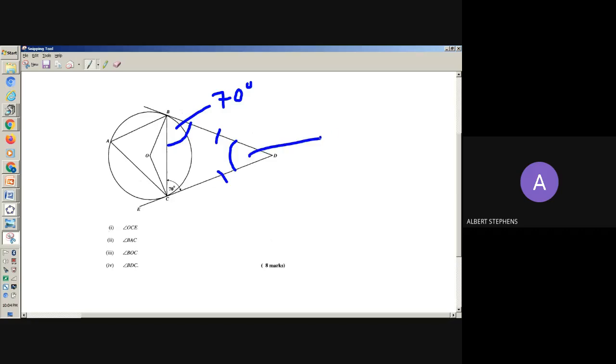So 110. No man, it would be 40. What is 70 plus 70? 140. And you need 40 more to make what? 180. All right, cool.